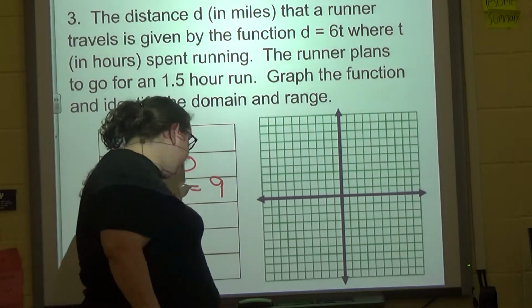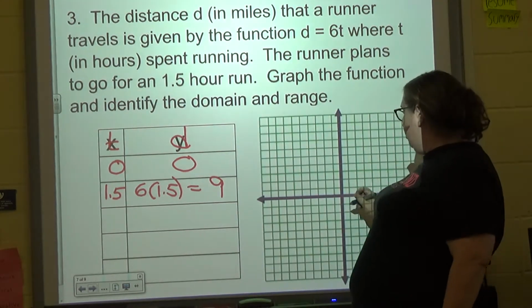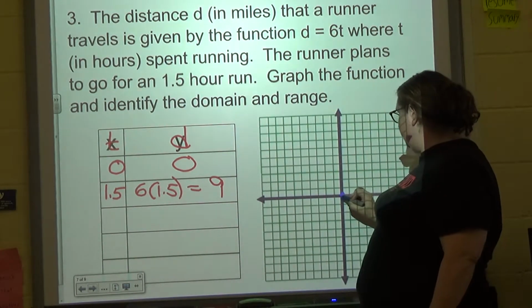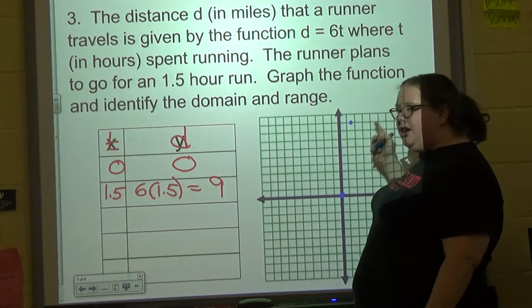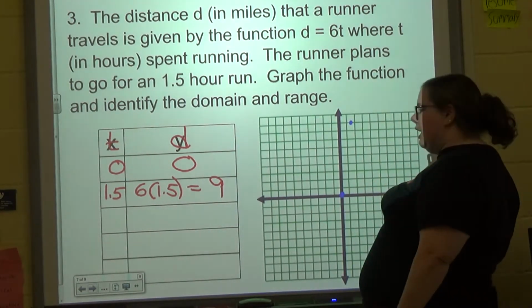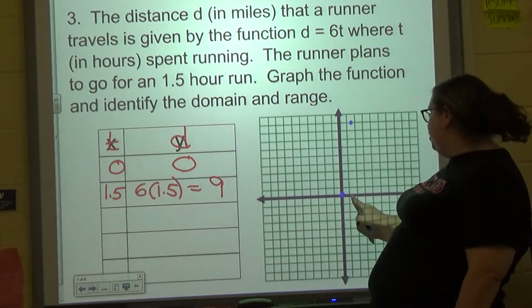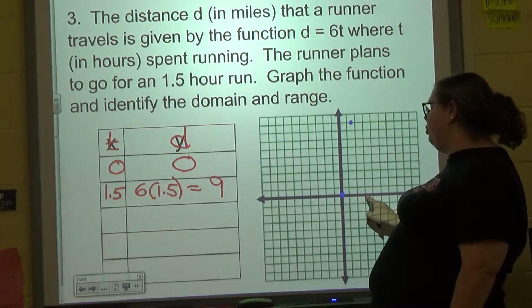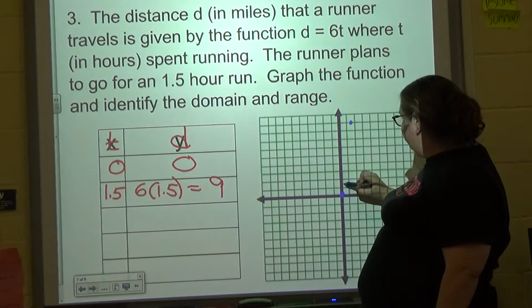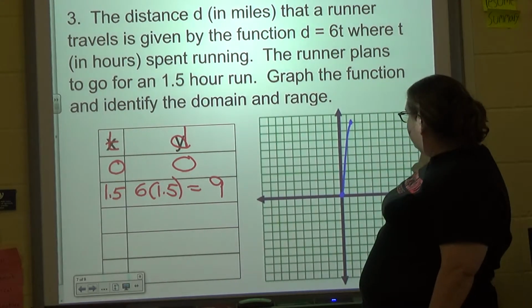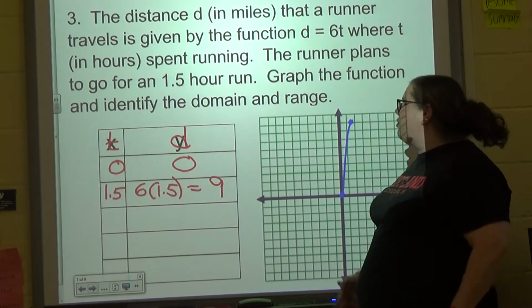So all we have to do is plot those 2 points. I have my 0, 0, and 1.5, 9. You could do it this way, or you can scale your graph. You know you're only going over 1.5. You could do 0.5, 1, 1.5, or go up by 0.25s, whatever you want to do. And that's my graph. It's kind of awkwardly small, right?